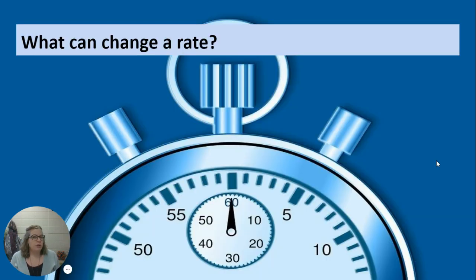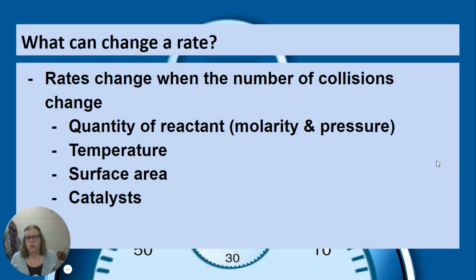There are a bunch of things that can potentially change a rate. So rates change when the number of collisions change, which you know already. They have to be oriented correctly. They need to hit hard enough, and they actually have to hit in the first place. And so when they hit in that correct orientation with the correct energy, they overcome our activation energy.